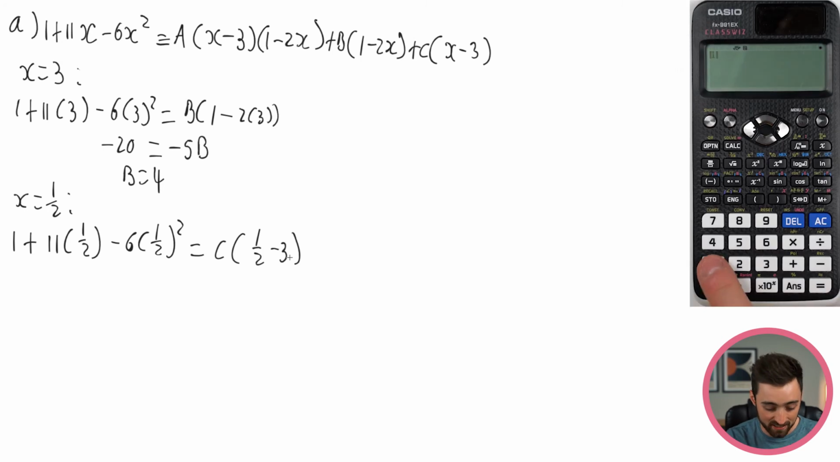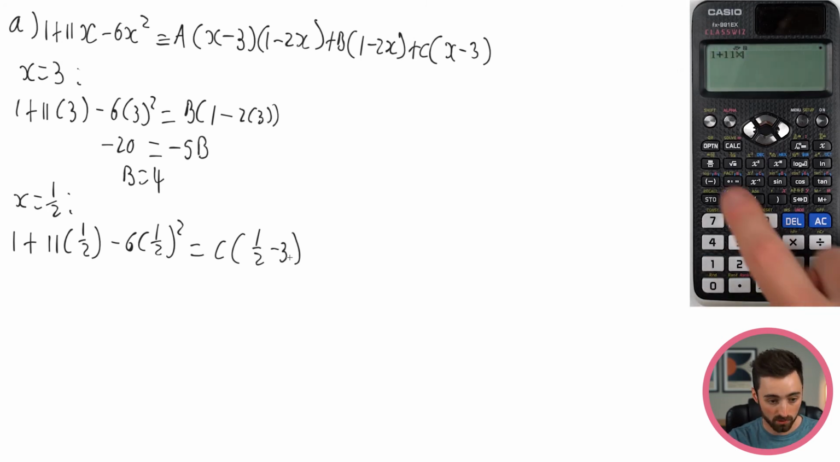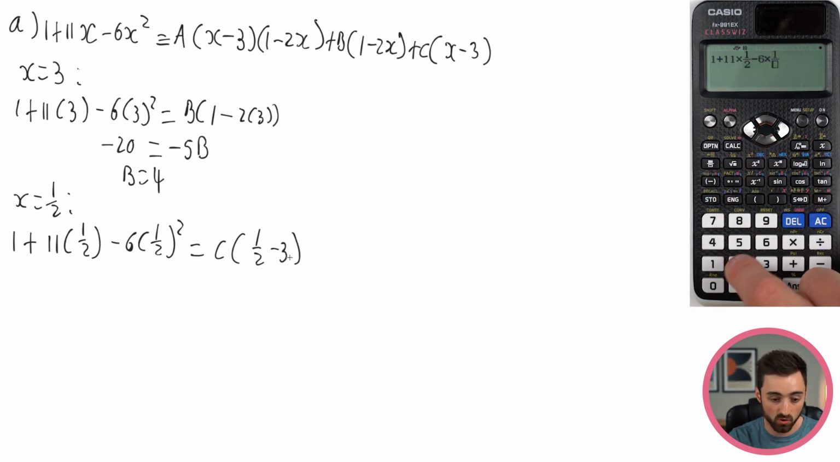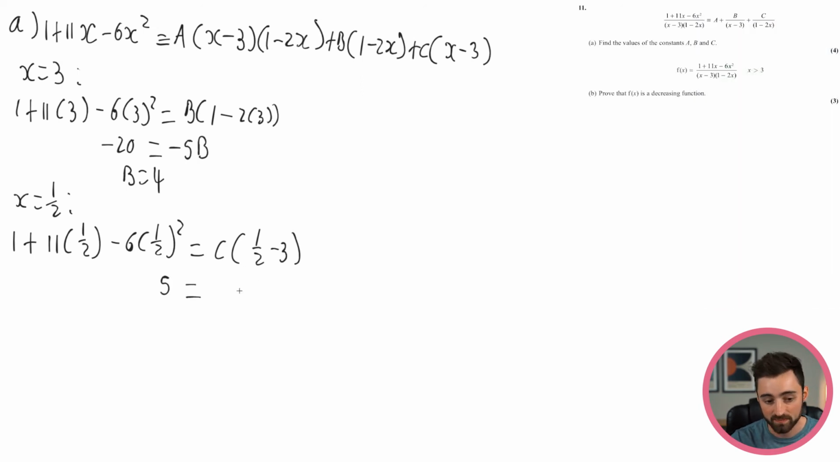Again, the left-hand side is going to get me 1 plus 11 times a half minus 6 times a half squared, which is 5, which is nice. And then a half minus 3 is going to be minus 2.5 or minus 5 over 2. So it's going to be minus 5 over 2 c. The 5s will cancel here, won't they? Giving me 1 equals minus a half c. Times by 2 and the minus 1 to get what? c is going to be minus 2.